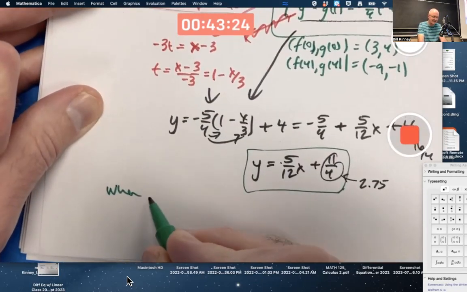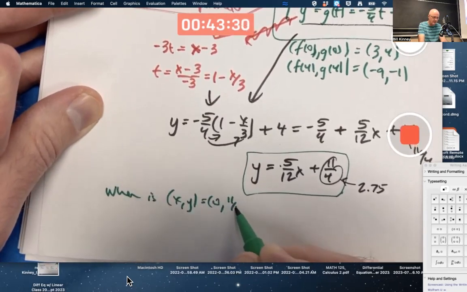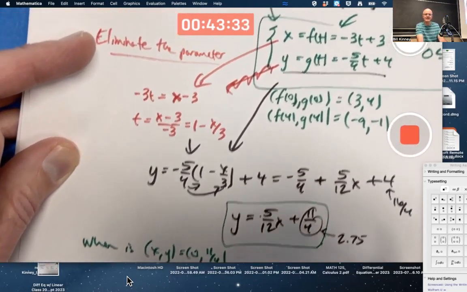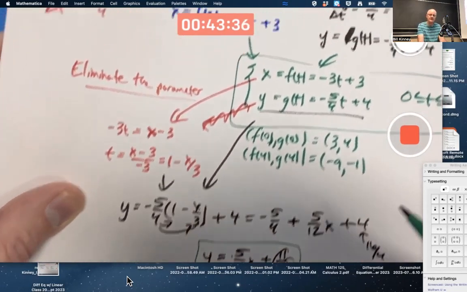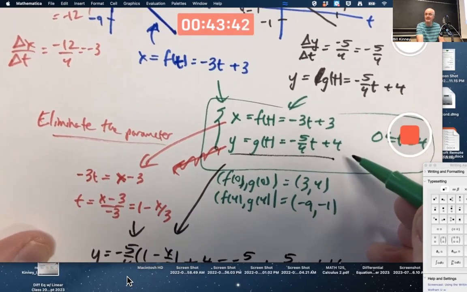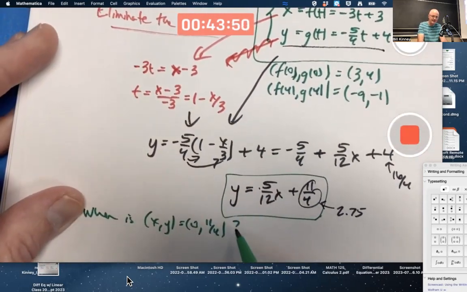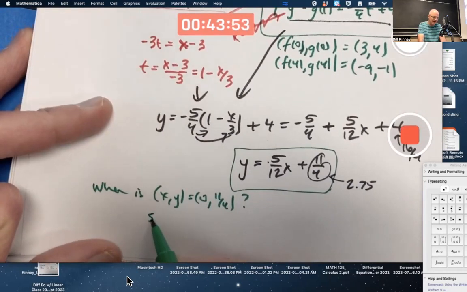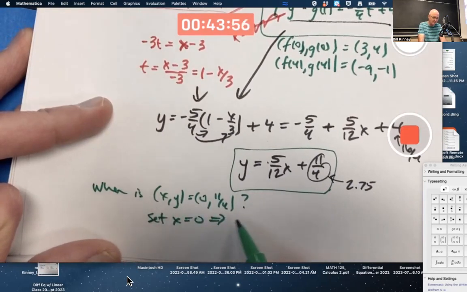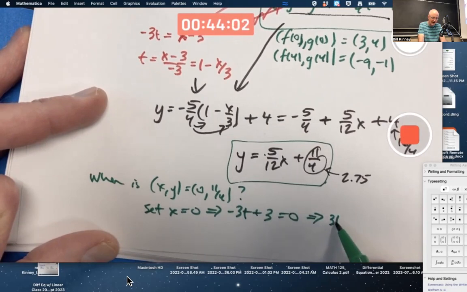I could ask, when is x, y equal to 0, 11/4? I could take either one of those numbers, 0 or 11/4, set this one equal to 0 or this one equal to 11/4 and solve for t, and I should get the same answer either way. You only have to do one of them, but let's do both of them to see that we get the same answer. If I set x equal to 0 and solve for t, there's what x equals. I will get a nice number, t equals 1.